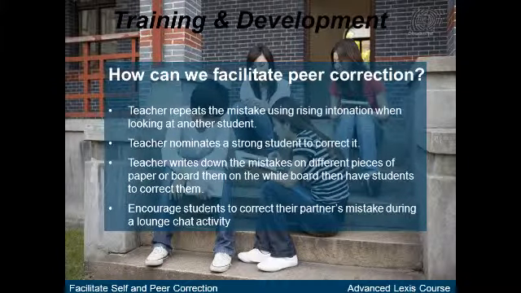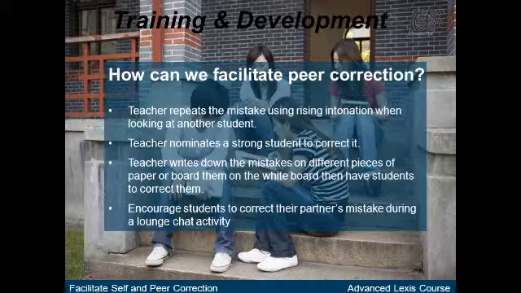As you may find out in the video or from your teaching experience, self-correction is not always effective when students don't know how to correct the mistakes. In that case, peer correction is important to be applied for effective error correction. We can facilitate peer correction using the following techniques.